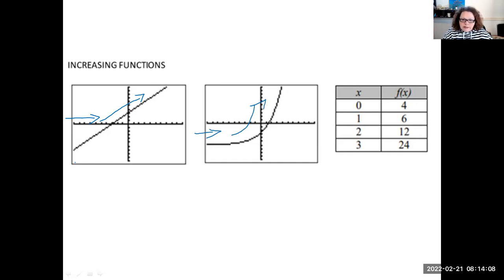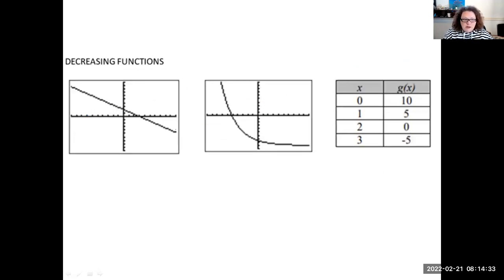If you'll notice here, your input, which is always X, as it is increasing, your function of X, also your Y, is also increasing. 0, 1, 2, 3, it's going up. 4, 6, 12, 24, it's going up. So this is an increasing function.